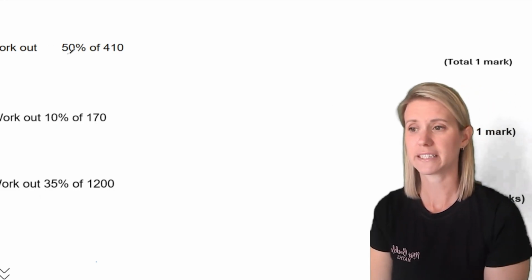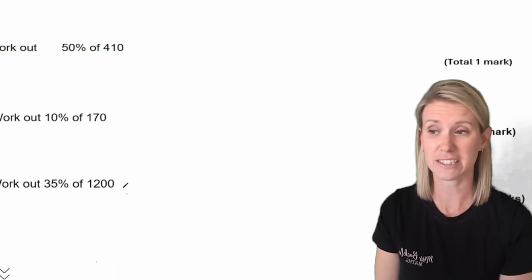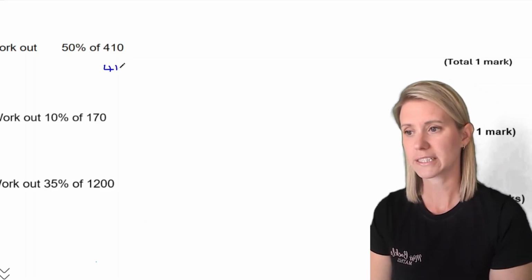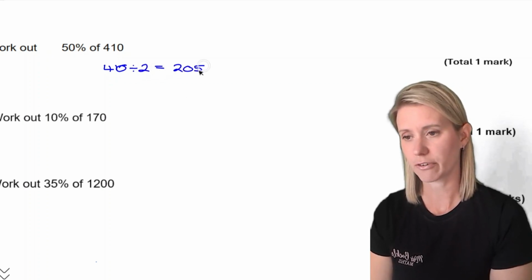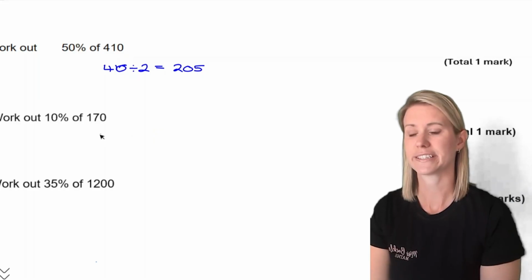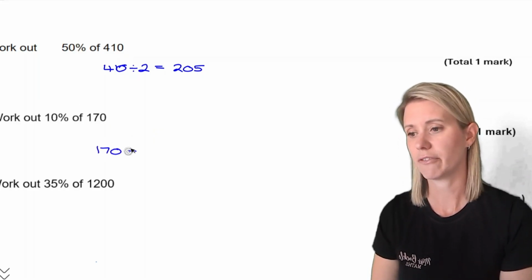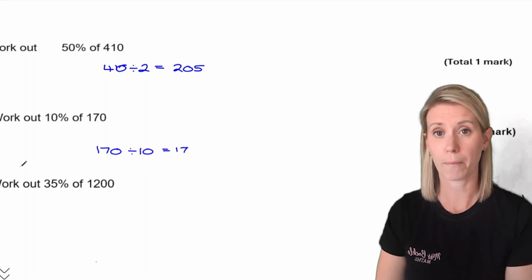So 50% of 410. You need to know that to find 50%, it's a half, which is the same as divided by 2. This was a 1-mark question. So we're doing 410 divided by 2. Half of 410 is equal to 205. 10% of 170: to find 10%, you divide it by 10. So 170 divided by 10 gives you 17. Once again, another 1-mark question.